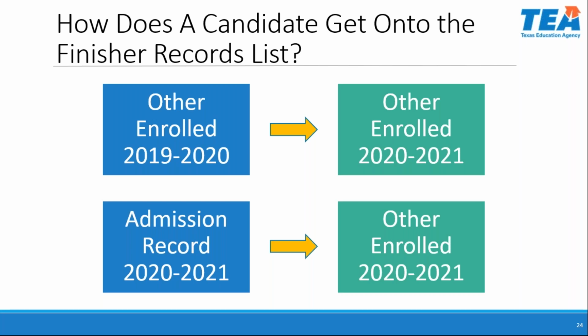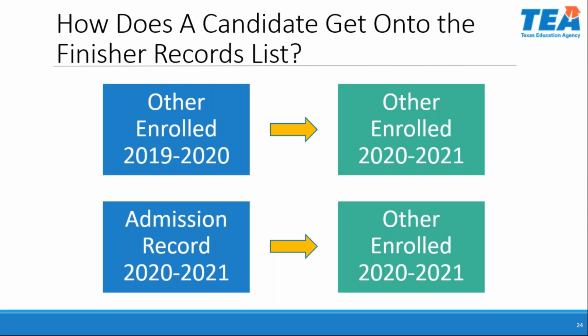This is at once a good thing and a not so good thing. It's good because it saves the EPP work, not having to create a new list each year. This feature can be not so good, however, when forgotten candidates who have left the program continue to roll over year after year unnoticed. It's important to review this list each year and make sure it is an accurate representation of candidates enrolled in your programs.